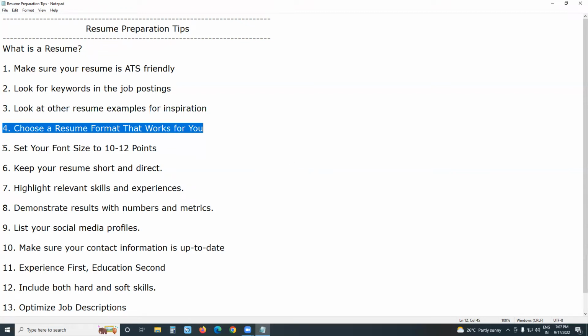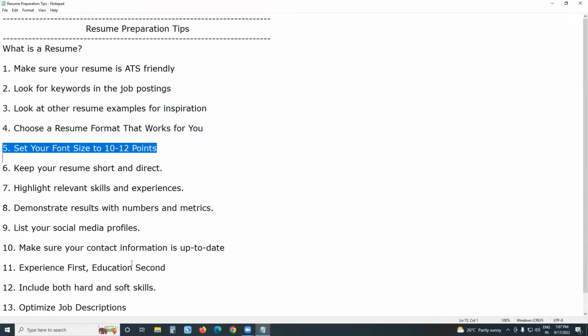Next, set your font size to 10 to 12 points. While choosing a font is important, making sure it is the right size is paramount. Keep your resume font size between 10 to 12 points so that a hiring manager can easily read it without squinting.